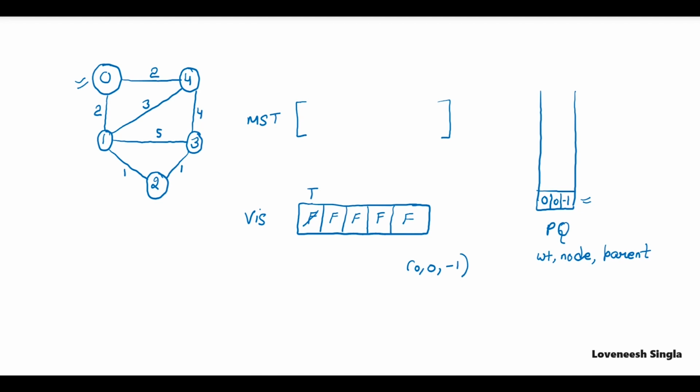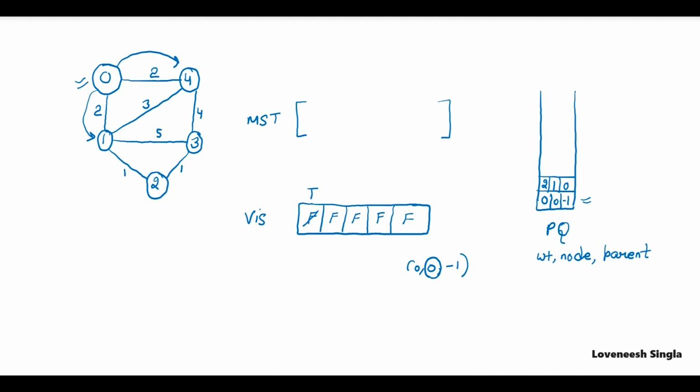Now we will look at the adjacent neighbors of this 0th node. From 0, we can move to 4 and 1. So we will insert the 1st and 4th nodes in this priority queue with their corresponding parent and weight. From 0, we can move to 1 with weight 2. So we will insert 2, 1 and the parent is 0.